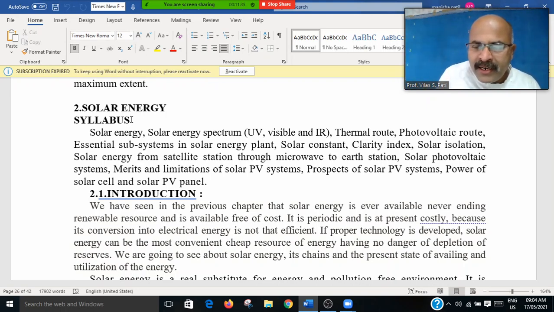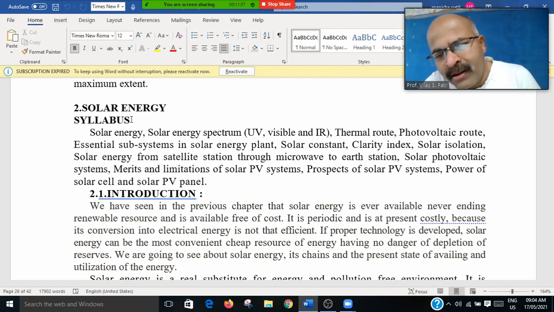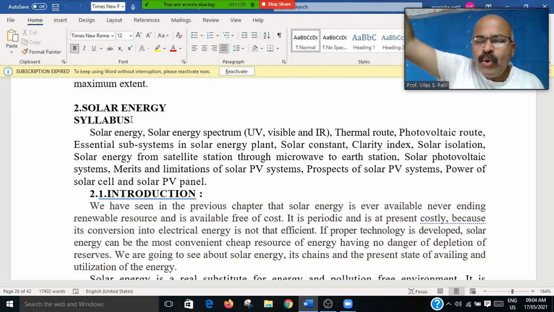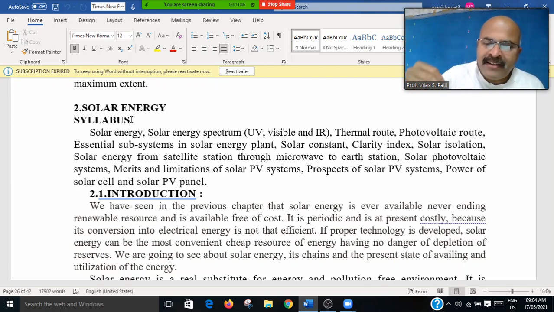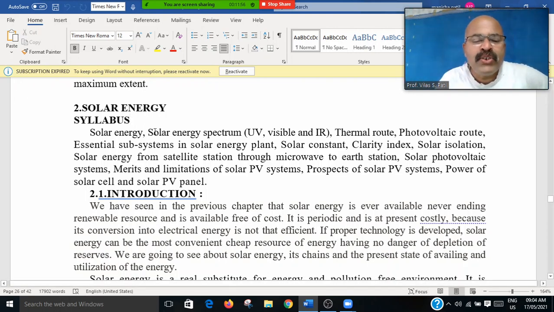The colors start from red to violet, and all the colors come in between. That is the red, then the green, then the yellow, then the blue and violet. All these colors together are known as the solar energy spectrum.